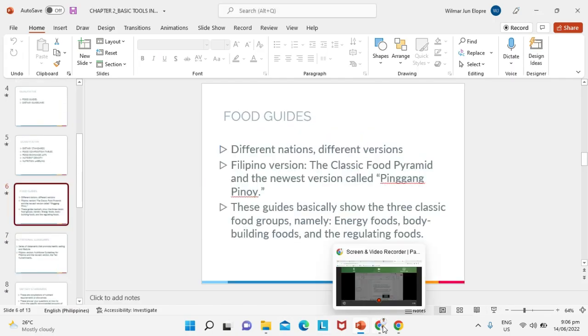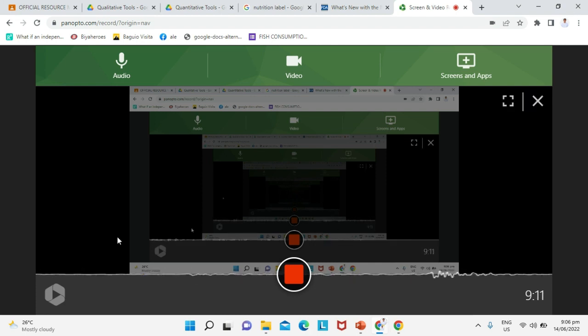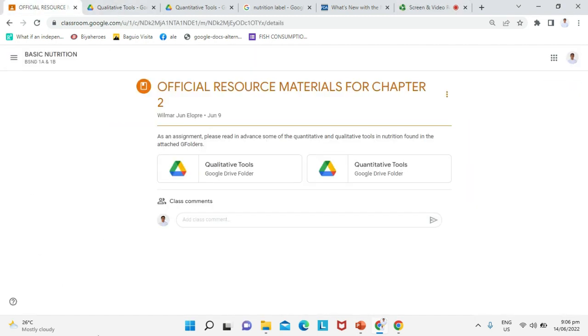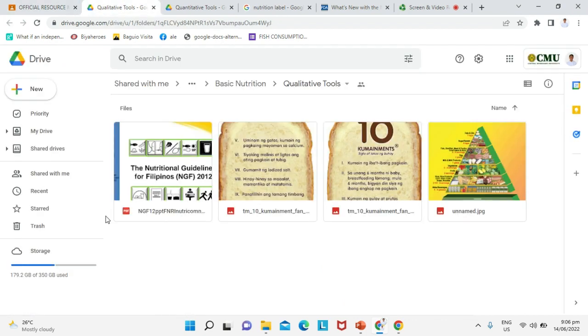So let's take a look at these food guides. Remember, guys, that I have posted these tools prior to this discussion, they are already in a Google Drive folder. So I hope you were able to scan through these folders. You just have to click these links, and those would redirect you to these folders. So of course, this is the food pyramid.